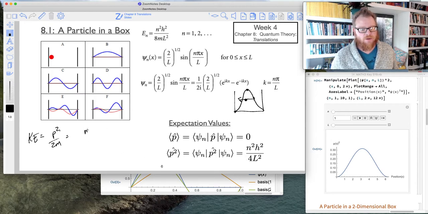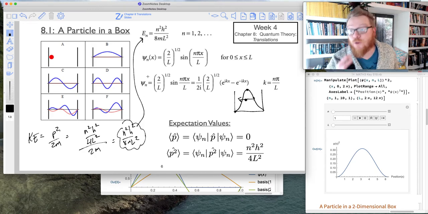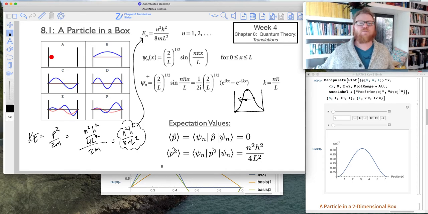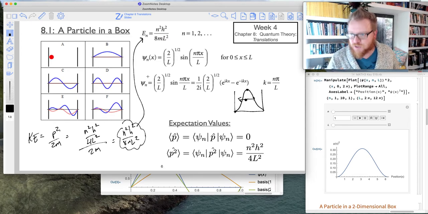So let's write that down. n squared h squared over 4l squared. Now, what happens if I take this value and divide it by 2m? What do I get? Well, I get n squared h squared over 8ml squared. And look at this. It's exactly what we got from the Schrodinger equation. So all of this that I'm spinning the gears on, going round and round, is to establish that this is a good solution, that we can work with this solution, all right?